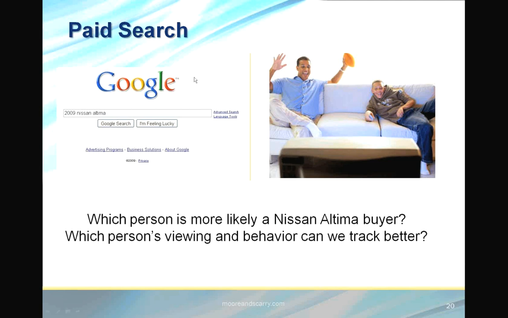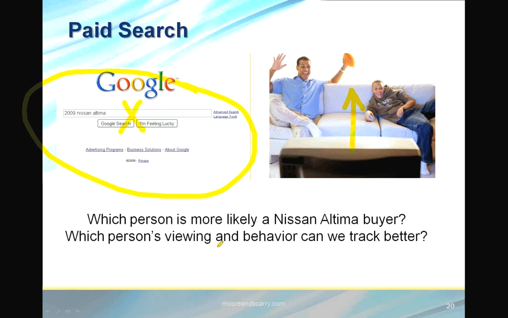If someone goes to Google and types in 2009 Nissan Altima, or somebody's watching the Colts football game, which person is more likely a Nissan Altima buyer? Clearly everybody over here either wants to buy, service, or sell a Nissan Altima. Person over here, if Nissan Altimas make up 4% of the total overall car sales, then theoretically 4% of the people watching a Colts game are Nissan buyers. So 96% of them aren't Nissan buyers.